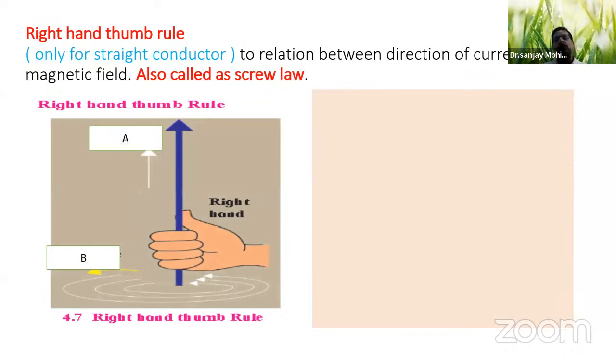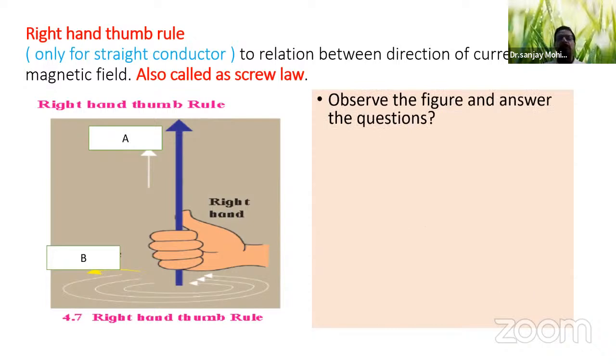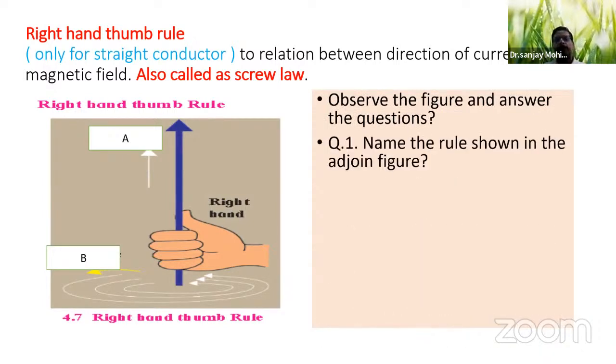Now, what type of questions are going to be asked based on it? This is the diagram from the textbook, and two letters are shown there, letter A and letter B. The question will be: observe the figure and answer the question. Number one, name the rule shown in the adjoining figure. Here I purposely put the name at the bottom of the diagram, so observation plays a very important role. But from an exam point of view, the bottom line will not be given to you, so you have to identify it. The name of the rule shown in the adjoining figure is the right hand thumb rule.